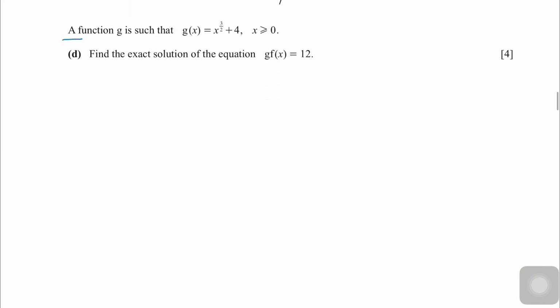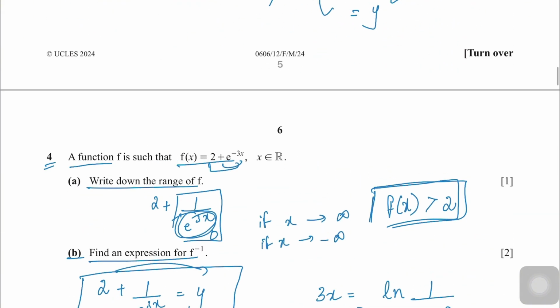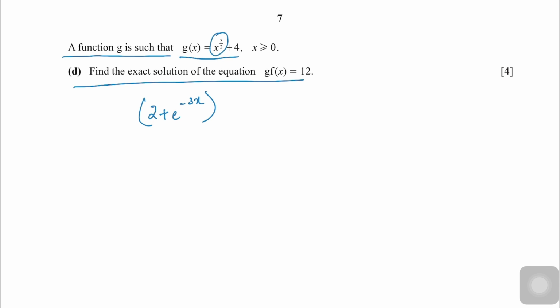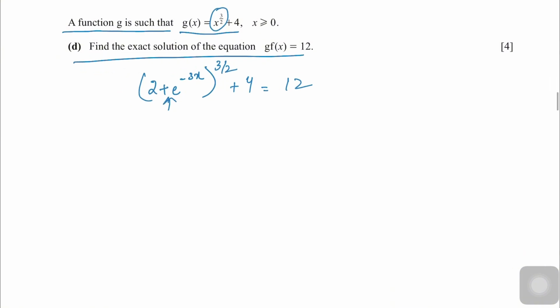we have a function g such that g of x is x powered 3 upon 2 plus 4. Find the exact solution of the equation g of f of x equals 12. Now for that we need f of x. We have our f of x as 2 plus e powered negative 3x. So this would be written as 2 plus e powered negative 3x, powered 3 over 2, plus 4 equals 12. X is replaced by the f of x. So we'll be solving this.